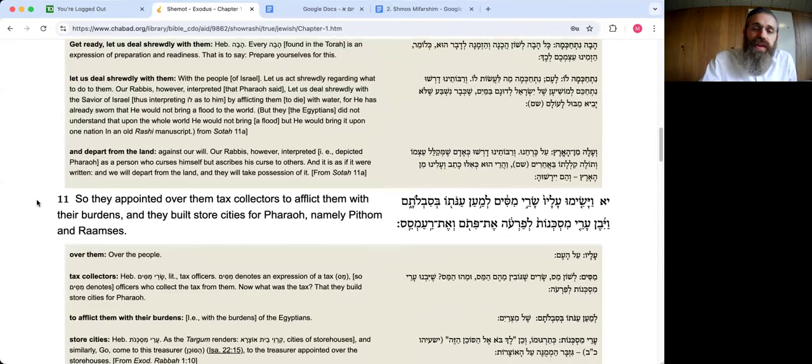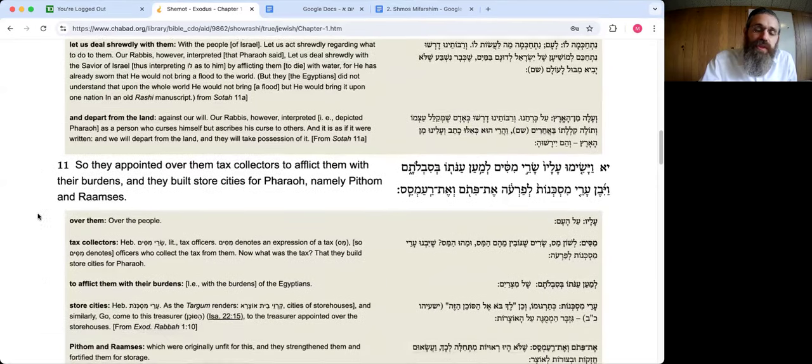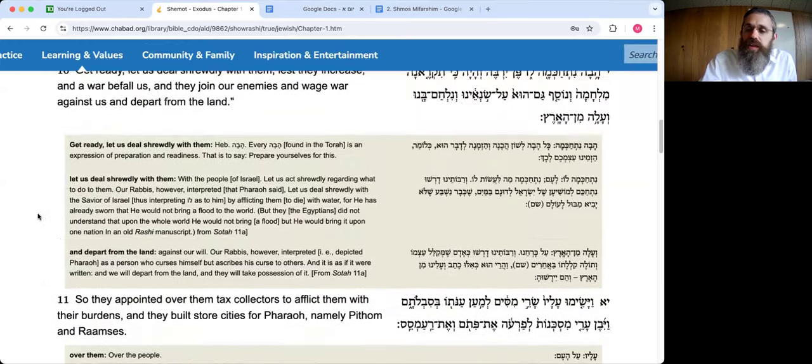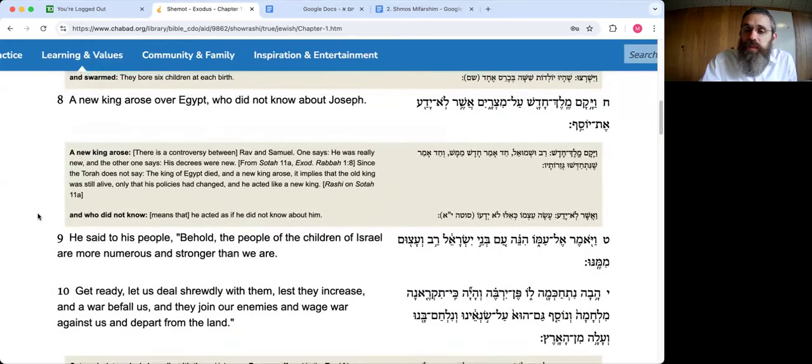So they appointed over them tax collectors to afflict them with their burdens, and they built store cities for Pharaoh, namely Pithom and Ramses. But as much as they would afflict them, so did they multiply, and so did they gain strength. And they were disgusted because of the children of Israel. We can talk about that as well. Okay, a lot to talk about. The first thing I want to just point out is, who is the first person in the Torah to refer to the Jewish people as a nation?